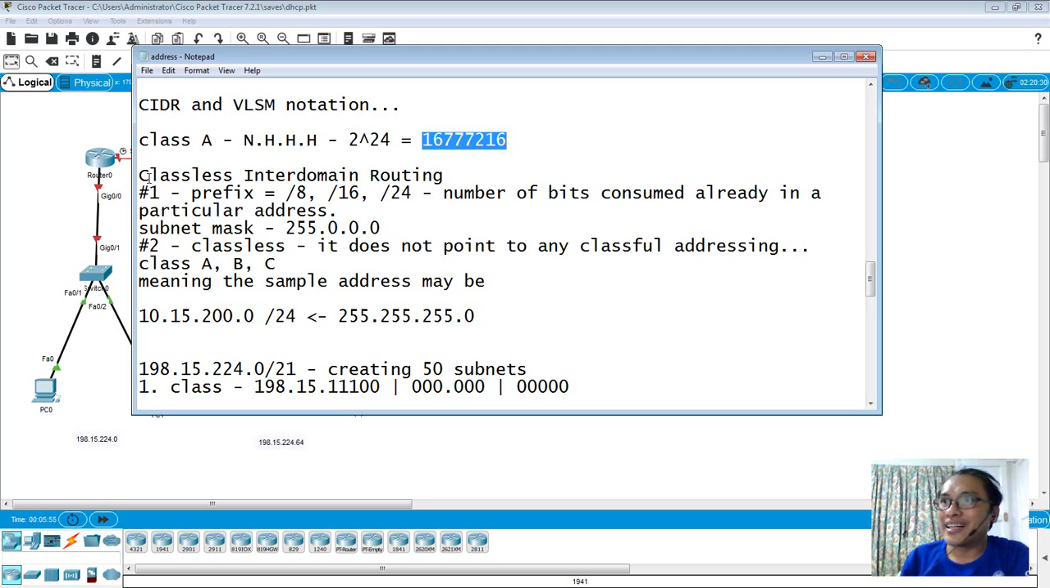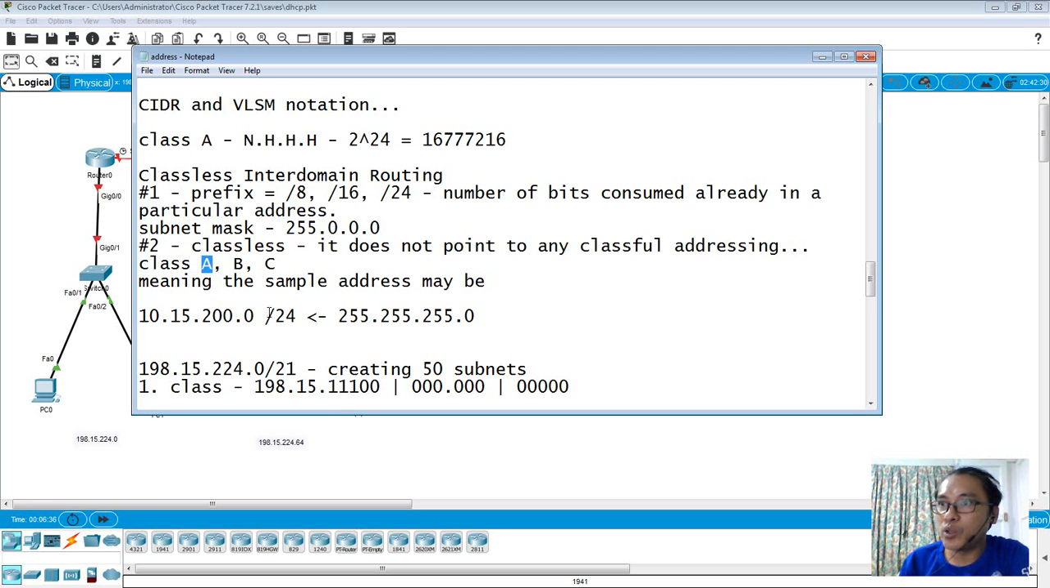Number two, CIDR is different from subnetting because subnetting uses classful addressing. This one is classless, meaning it does not point to any classful addressing. It may not be a class A, class B, or class C, right? As we know, 10.15.100.0 may be a class A because the first octet belongs to the range of 1 to 126. So 10 is inside the range, therefore it is considered as class A.